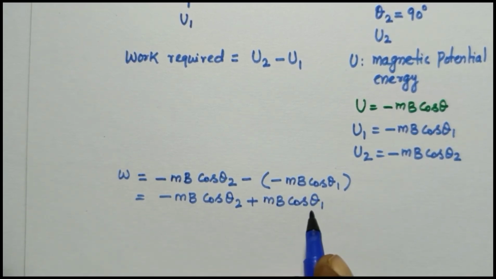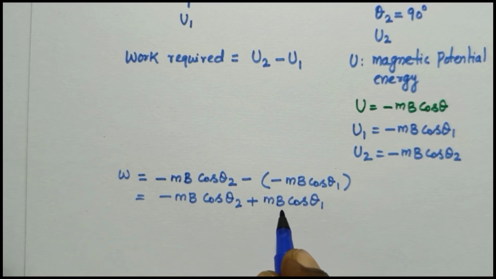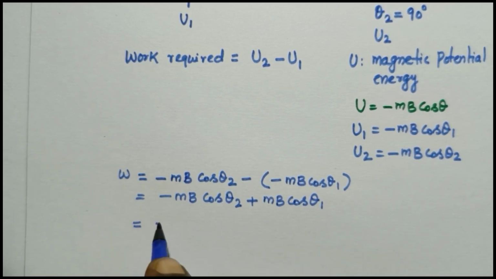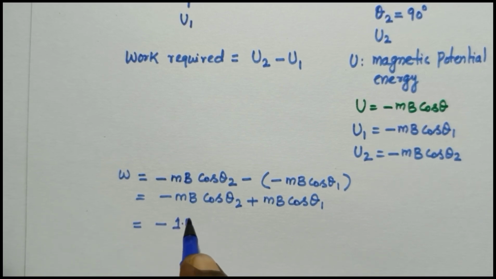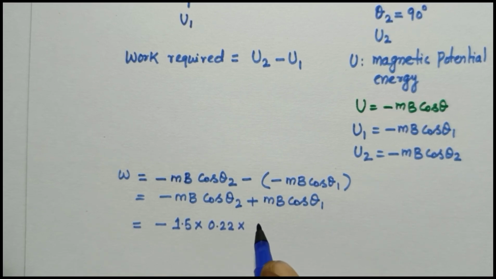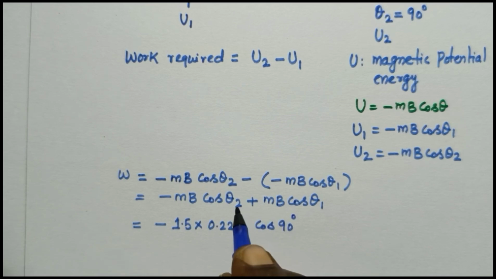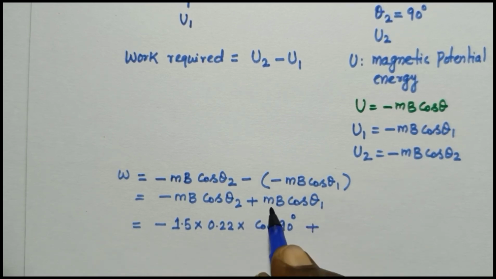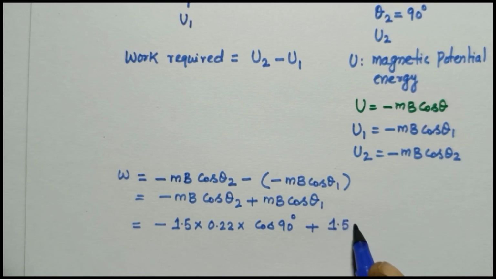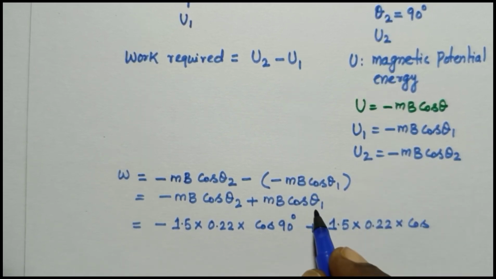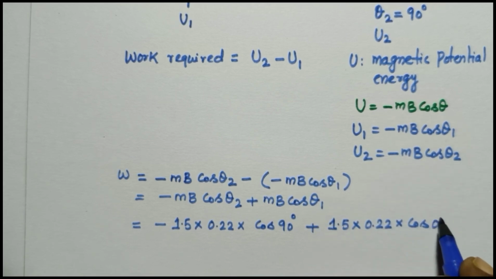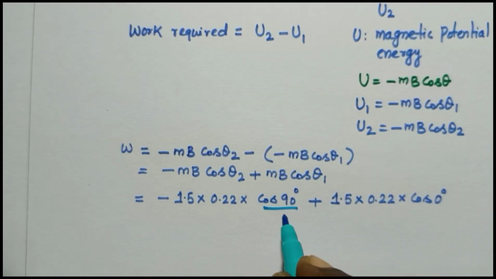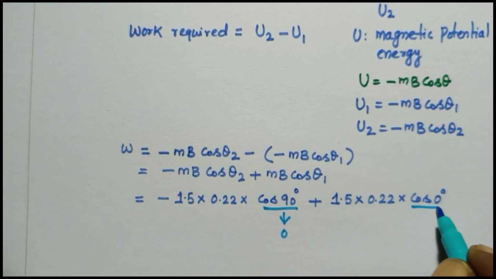We know the value of theta 1, theta 2, M and B. Therefore, this is equal to minus 1.5 into 0.22 into cos theta 2, where theta 2 is 90 degree, since M and B are normal to each other, plus 1.5 into 0.22 into cos theta 1, where theta 1 is equal to 0 degree. Cos 90 is equal to 0. Cos 0 is equal to 1.